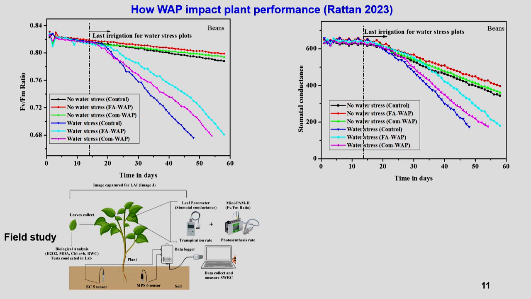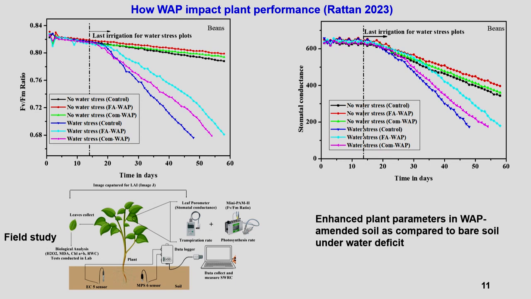For confirmation, we also measured stomatal conductance of the plant. As you can see, both of them match fairly well, and it is indicative that the VAP was able to enhance the performance of plant growth in such water deficit conditions.